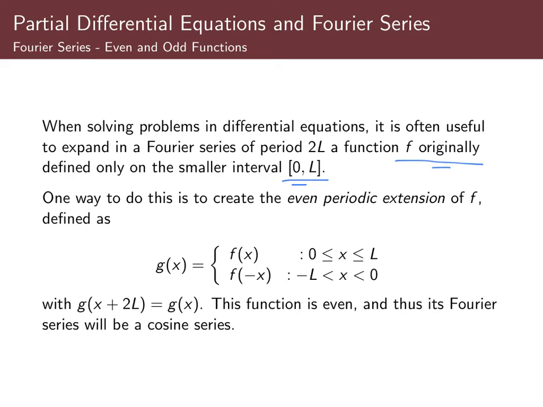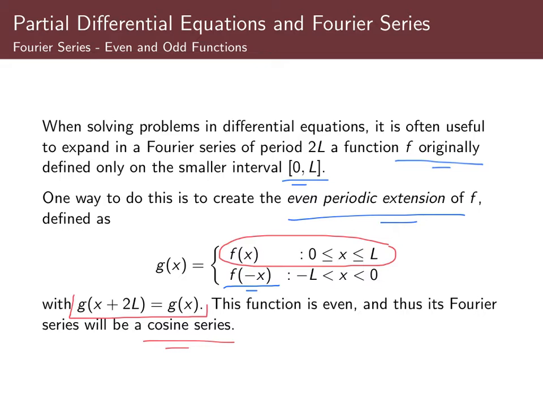There are multiple ways to do that. We'll do two ways in this lecture. The first way is to create the even periodic extension of f, which basically takes f and reflects it about the y-axis. So it takes the original f from 0 to L, reflects it about the y-axis, and then makes it 2L periodic thereafter. The function's even, so its Fourier series will be a cosine series.